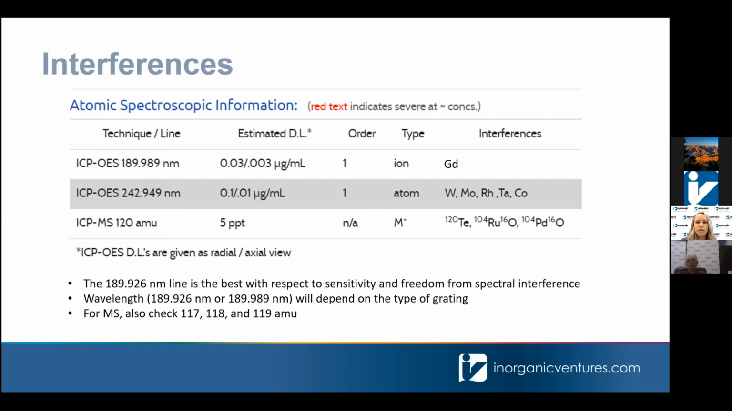So if any of those elements are in your analysis, you're going to want to keep that in mind if you are looking at the 242 line. Just kind of an interesting thing to note, the 189.989 and the 189.926 lines are actually the same line for tin. It just depends on the type of grading in your particular instrument. So just something to keep in mind.